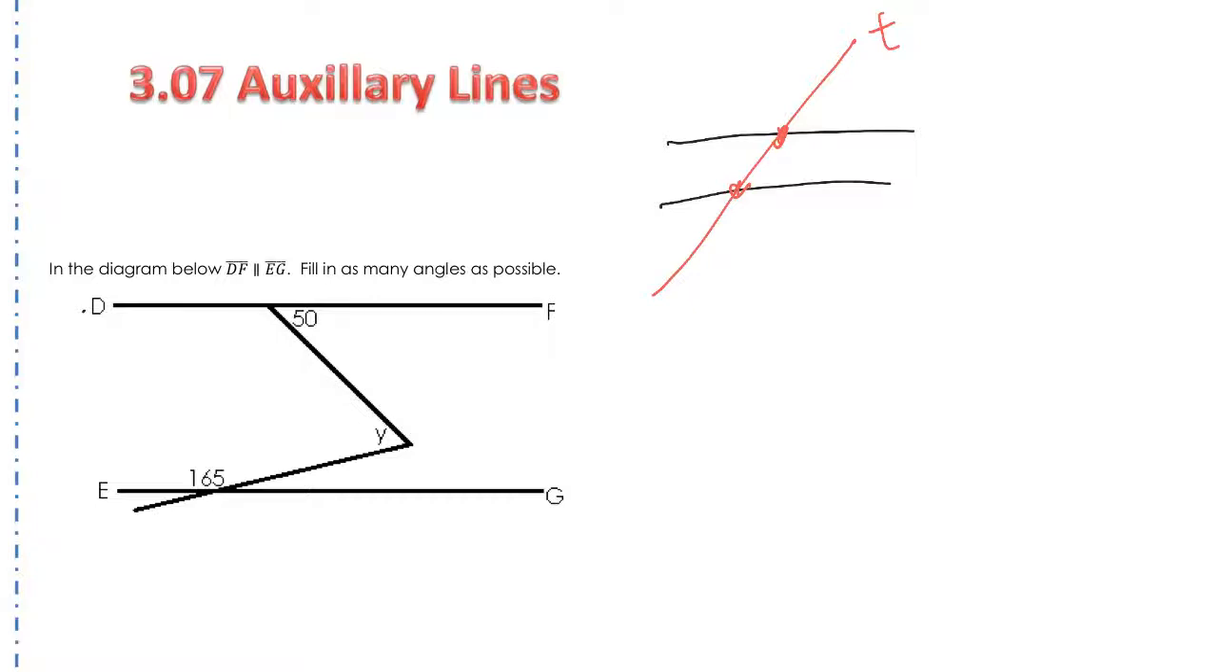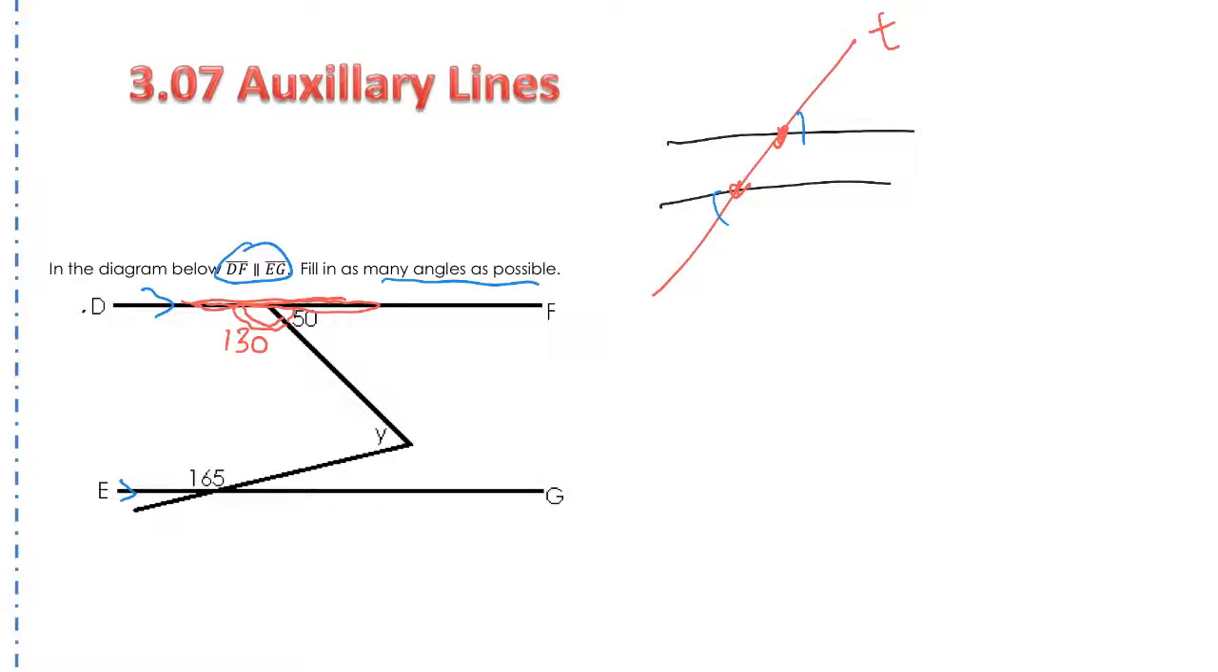So in the diagram below, I see that these two lines are parallel. So this line is parallel to this line. All right, that means I could use alternate interior angles, corresponding angles, and so on if I have a transversal. I want to fill in as many angles as possible here. Well, right next to 50, I know that 50 plus this angle would be a linear pair because they're on the same line. So they've got to add up to 180. So this has to be 130.